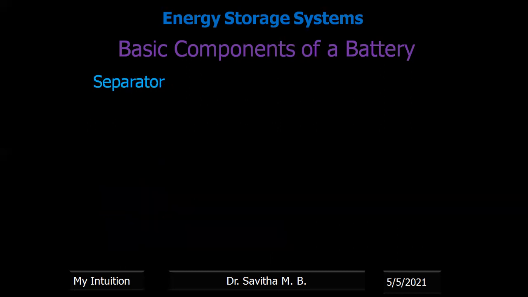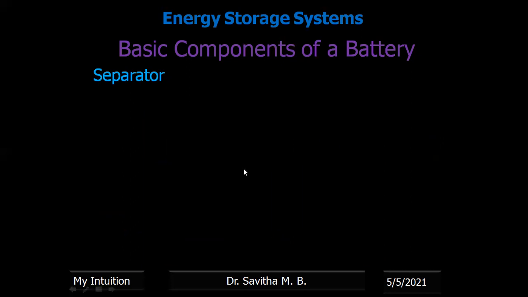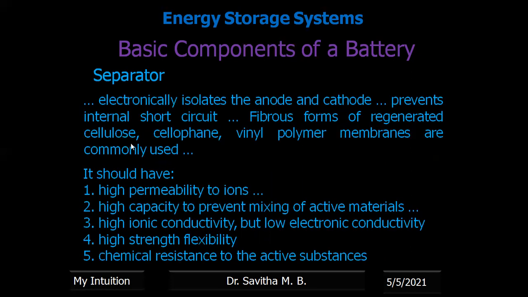Now, the separator is another component. You can see the basic diagram of a battery. Here there is a line which separates the anode and the cathode, and that is the separator. Why is a separator used? A separator separates the anode and the cathode compartments, otherwise the active masses will mix with one another. The separator electronically separates the anode and the cathode. It prevents internal short circuiting.